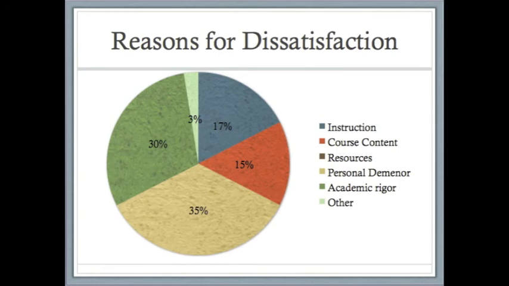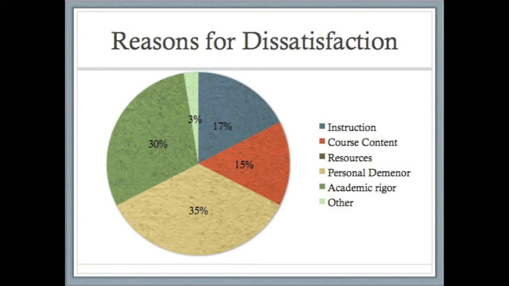Let's take a closer look at the reasons for complaints or dissatisfaction. Each comment from Rate My Professor was analyzed. There are 5 different reasons for dissatisfaction. 1. Instruction, 2. Course content, 3. Resources, 4. Personal demeanor, 5. Academic rigor, and 6. Other.